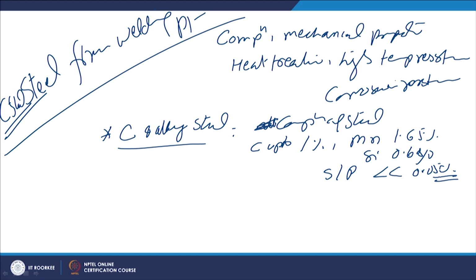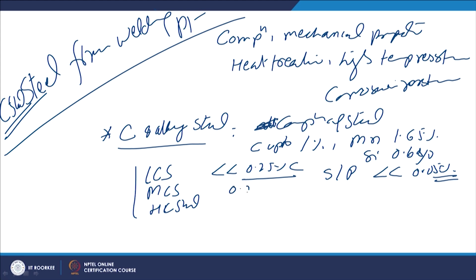So, the steels based on this are low carbon steel, medium carbon steel or high carbon steel. Low carbon steels are those having less than 0.25% carbon, medium carbon steel has 0.25 to 0.5% carbon, and those having carbon greater than 0.5% will fall under the high carbon steel category.